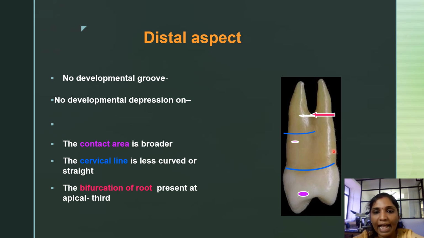About the distal aspect, compared to that of mesial aspect, there's no developmental groove and no developmental depression seen. And contact area is broader. The size of the contact area is broader compared to the mesial side, and cervical line is less curved or straight. And the bifurcation of root is present at the apical third, whereas on the other side, the mesial side, the bifurcation is present at the middle third. Here it is seen at the apical third.